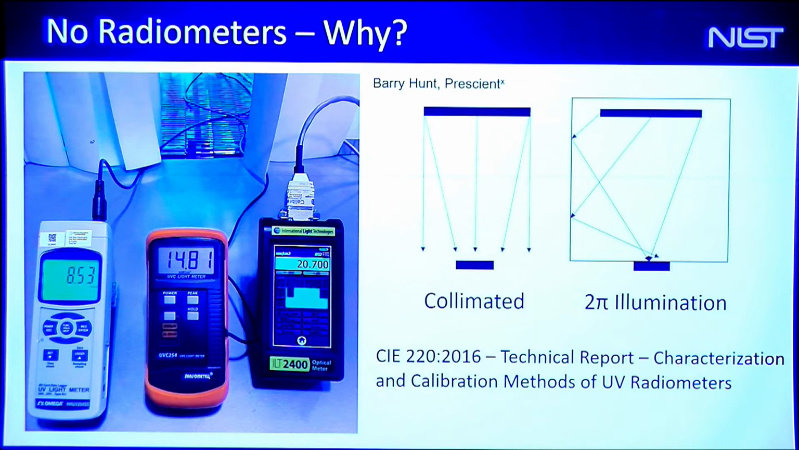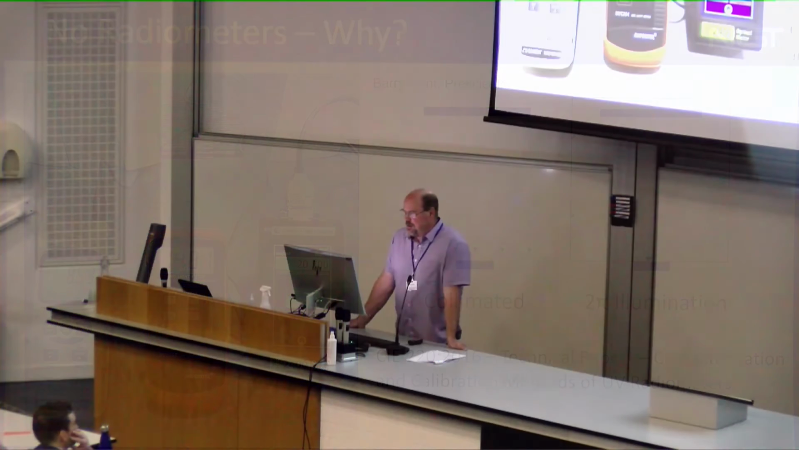I was sent this photo about 5 years ago from Barry Hunt, where he has 3 different types of devices inside one of these chambers, and you can see that you're reading a factor of 2, 200% difference across these devices. And I was told to fix this. We are still working on fixing this and understanding why we see these differences.